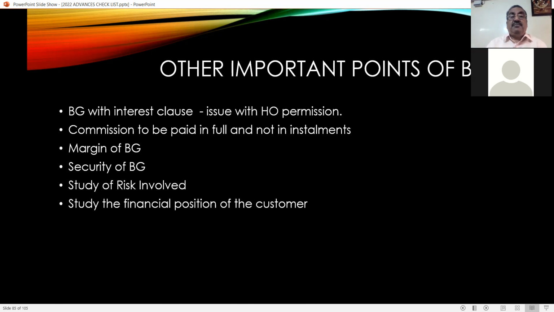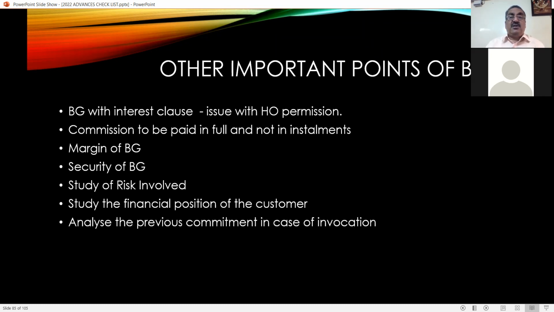And study the financial position of the customer. This is also very much important. This I already said, because the customer has to reimburse or return the money to the banker, whether the customer has got the financial strength or not. That also the bankers will study. And analyze the previous commitment in case of invocation. What this customer has done when invocation previously took place, whether the borrower has paid the amount on time or not. That also has to be studied by the bankers.